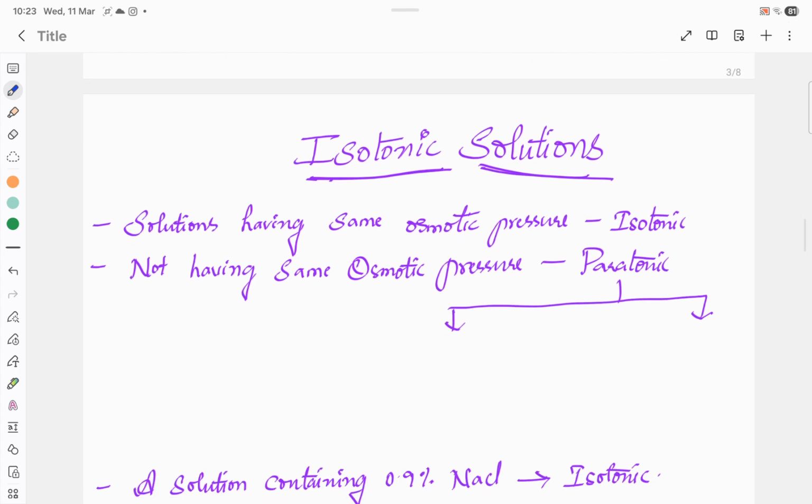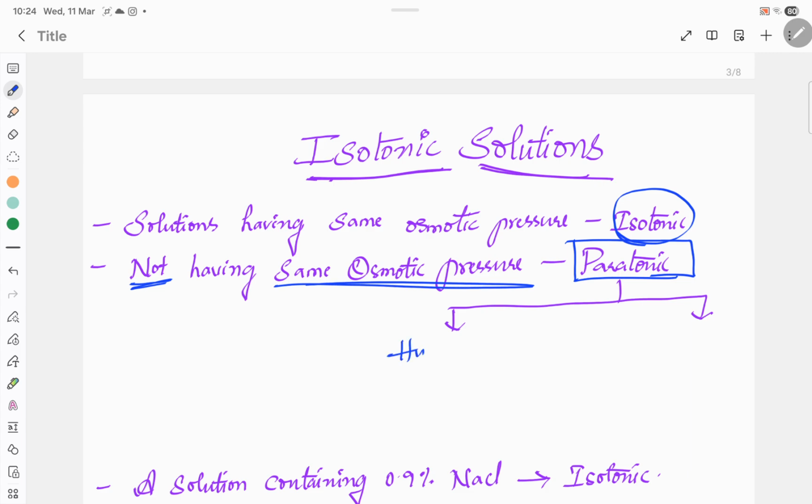This is the next one that we have in the pharmaceutical calculations, about the isotonic solutions. So there will be a variety of drugs that will be administered to the human body for different therapeutic purposes. But the solutions having the same osmotic pressure are called isoosmotic, or they are also called isotonic. Those solutions which do not have the same osmotic pressure are called paratonic. And these paratonic solutions can be either hypertonic or hypotonic.